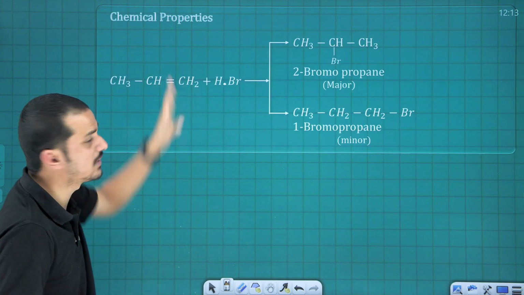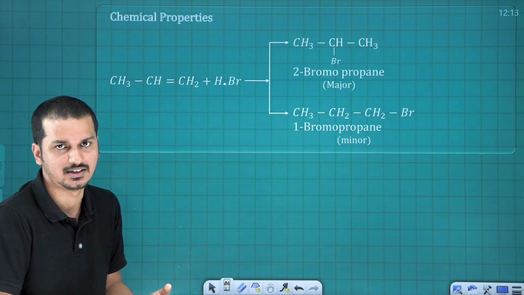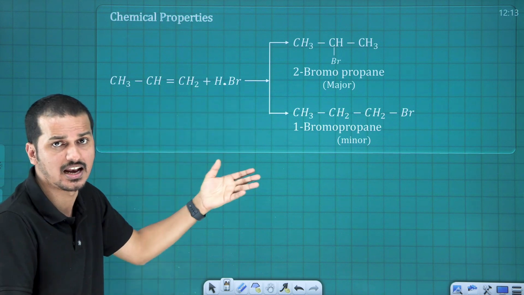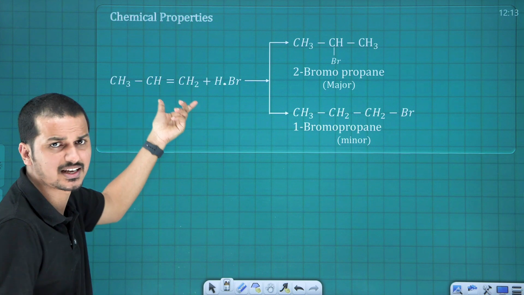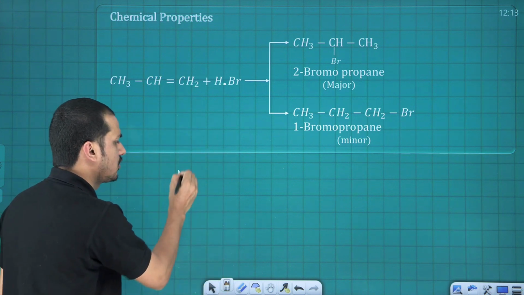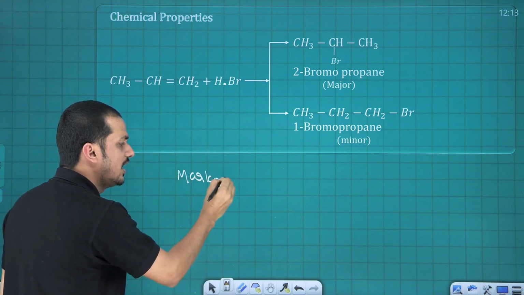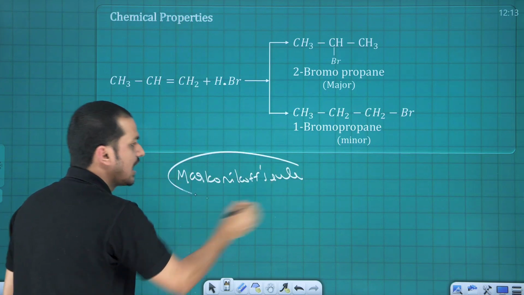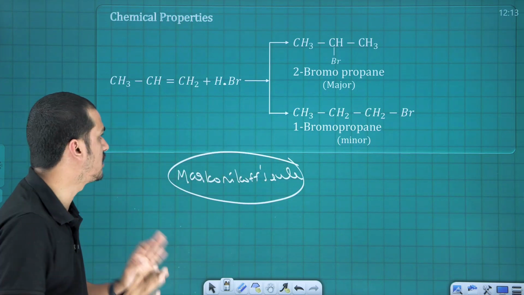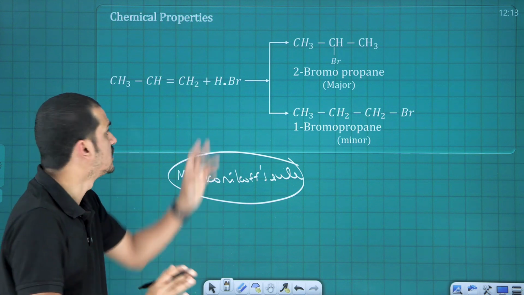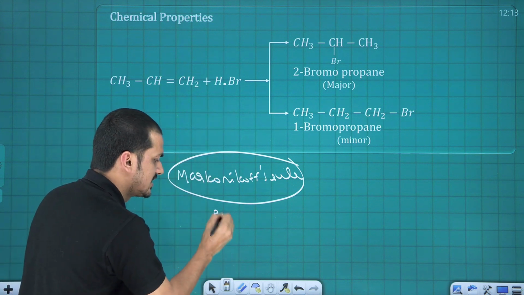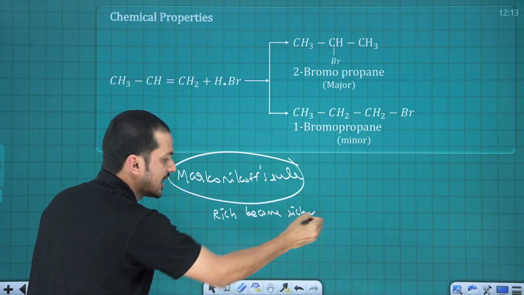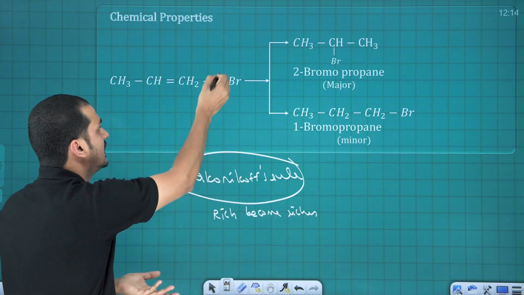Again, we can go to the chemical properties, the addition of hydrogen halide. Whenever you are adding hydrogen halide or an unsymmetrical reagent to an unsymmetrical alkene, you have to follow the Markovnikov rule. Markovnikov's rule is purely based on the carbocation mechanism, so rearrangement is possible. The thing is that the rich become richer.